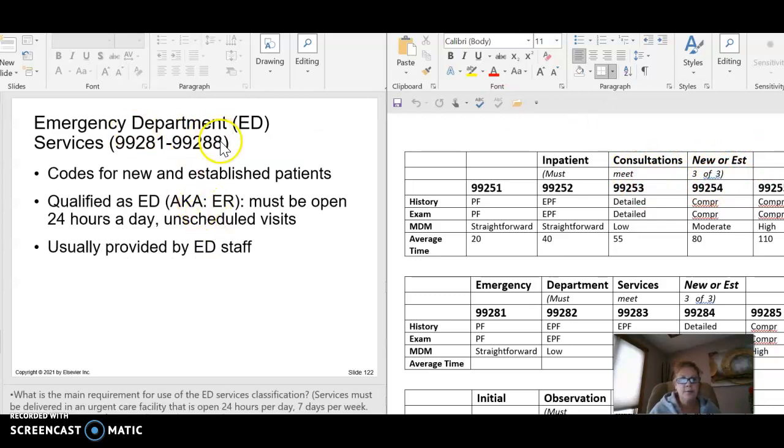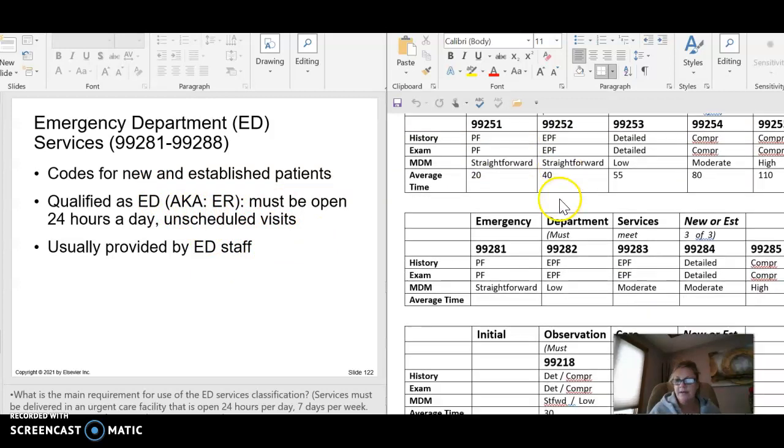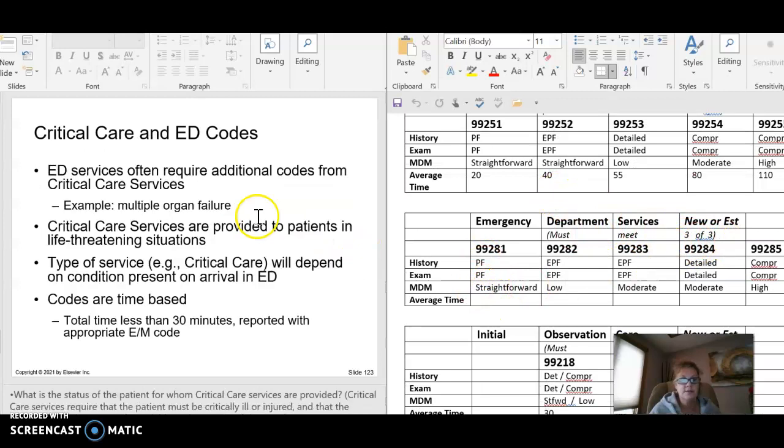The emergency department can be referred to as the ER. These are by the emergency room staff, and you see here we need 3 out of 3 key components.